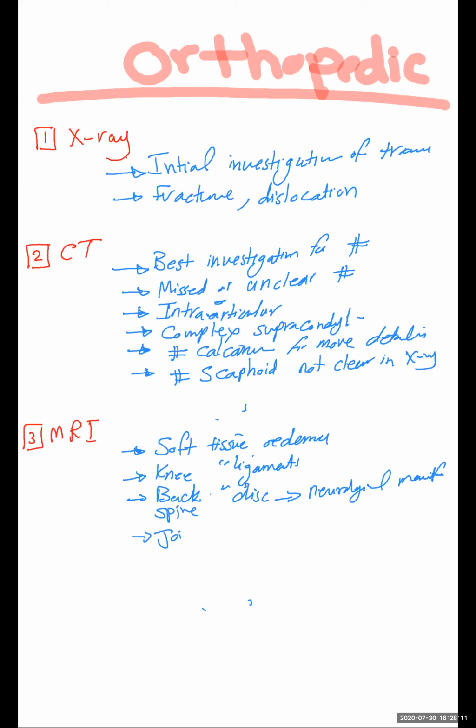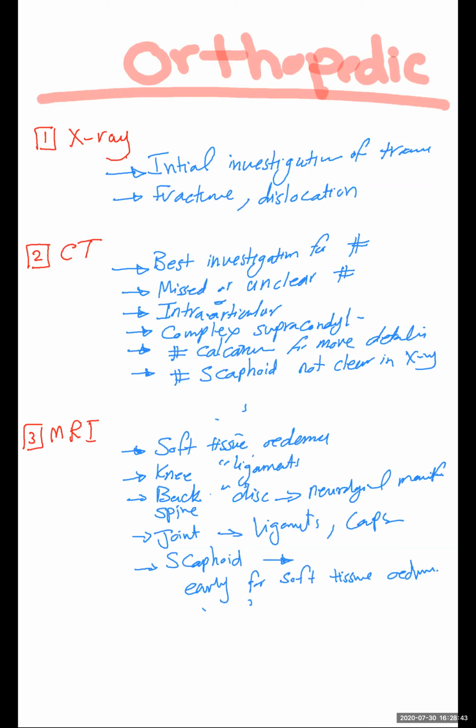Joint, for ligaments and capsule soft tissue. Okay. Lastly, like scaphoid, early for soft tissue edema. Number four, bone scan. Bone scan.